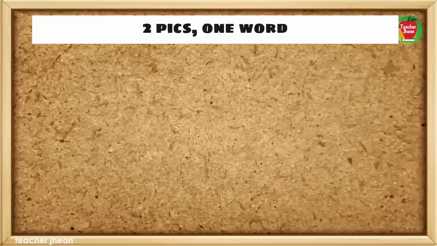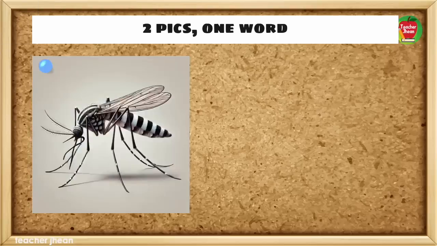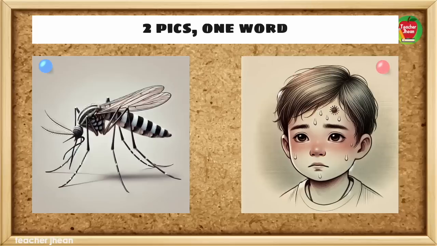Now let's have a try of two pics, one word. I am going to show you two pictures and you're going to tell me what it is all about. First picture, second picture. Most of us, even children like you, have experienced getting sick. Some of you probably experienced getting sick because of an insect. Can you guess what we will be reading today based on the pictures shown?